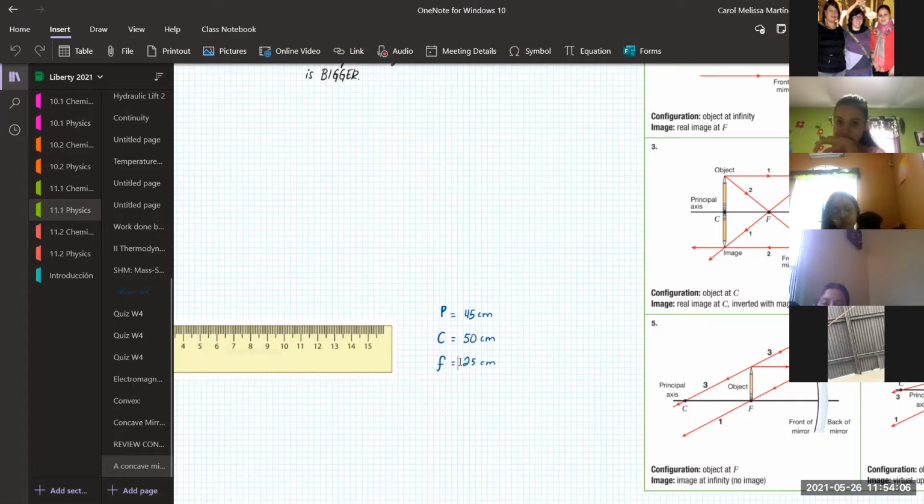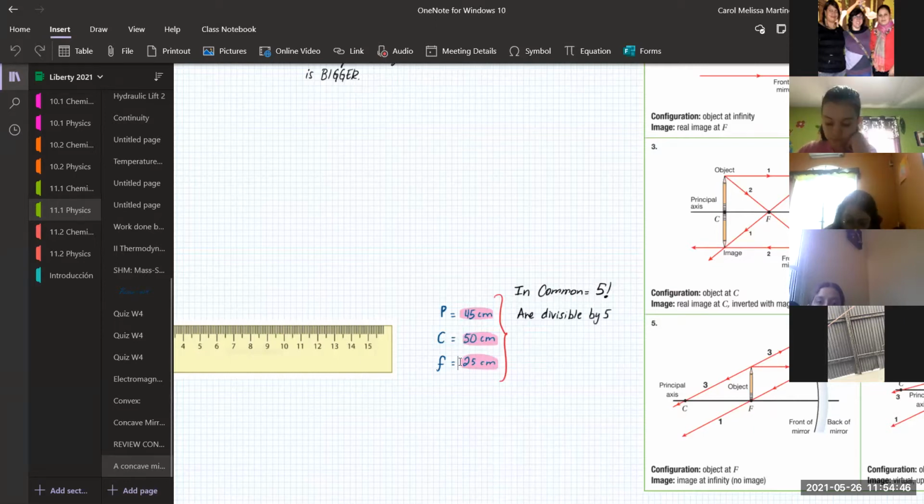Now take a look at these numbers right here. 45, 50, 25. What do they have in common? The 5, exactly. You said it, okay? You said it, that's it. We don't need to continue with the class because that's it. You said it already. In common, the three numbers are divisible by 5. So 5 will be the common factor, okay?